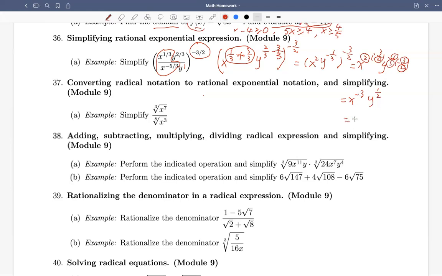So how do we rewrite this? Well, y raised to a half is the square root of y. X raised to -3 means x raised to 3 in the denominator. And that's it. So this is our answer for 36A.